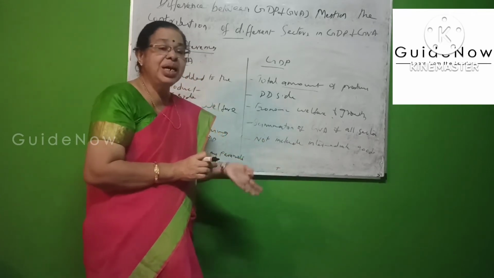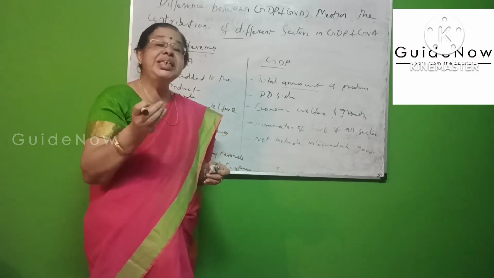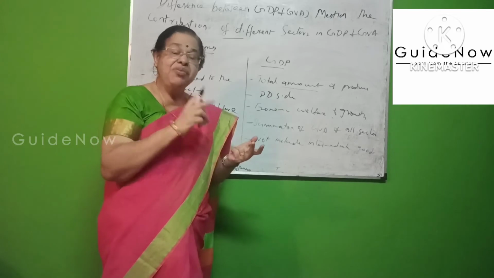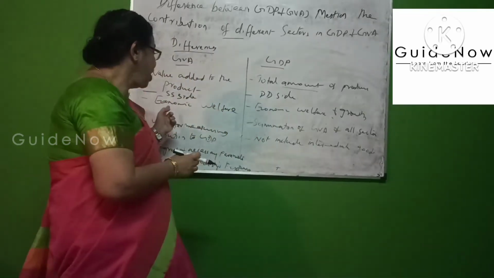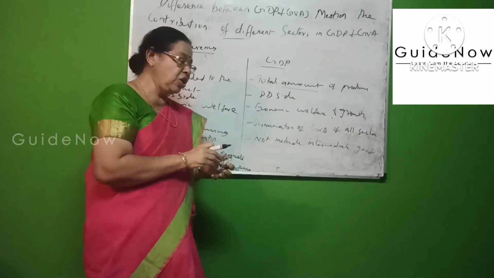Does not include the intermediate product. So these are the main differences between GDP and GVA. One is supply and another is demand, and one is the value of the product and another is the total amount of the product. And next, one is economic welfare and the other is economic growth.